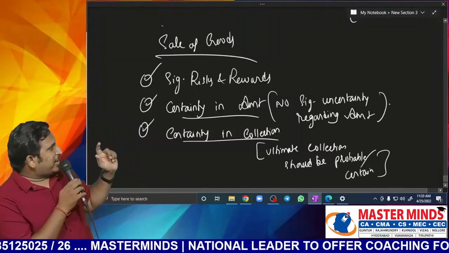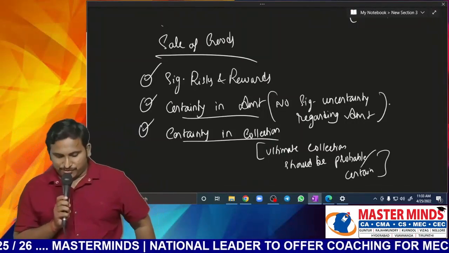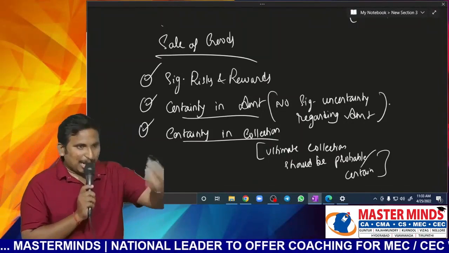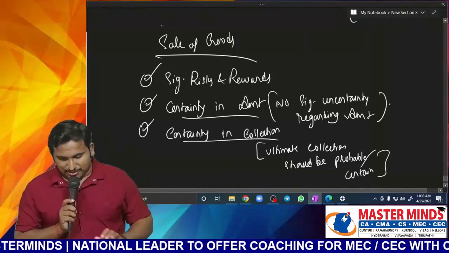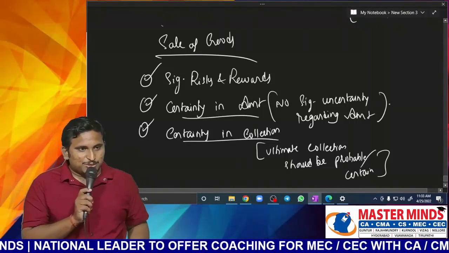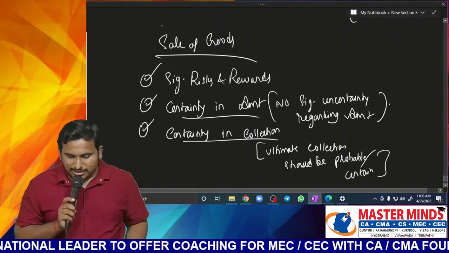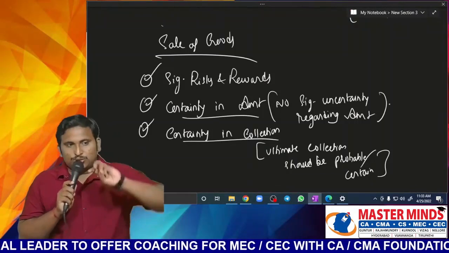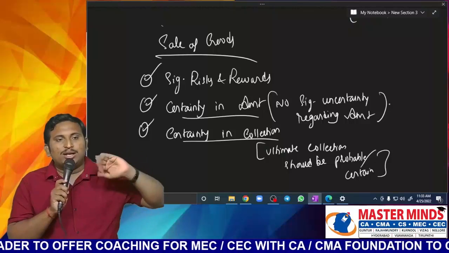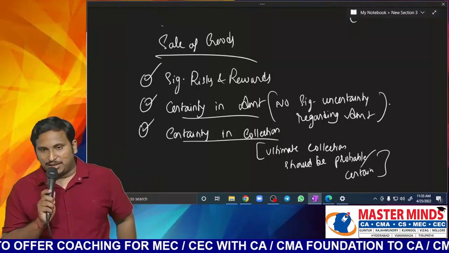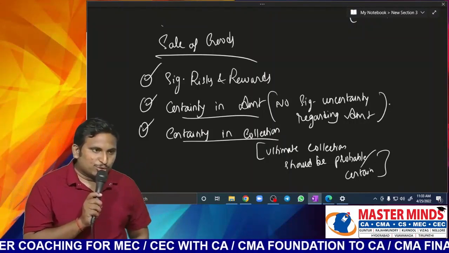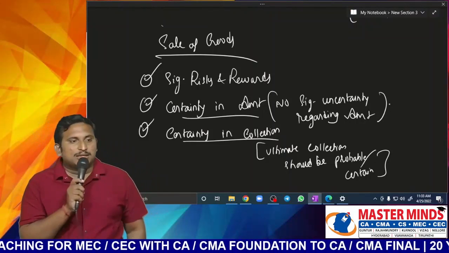One, significant risks and rewards should be transferred. Second, certainty in amount, and third, certainty in collection. In other words, there should not be uncertainty with respect to amount, and there should not be uncertainty with respect to collection. So three aspects are there. Only if all three aspects are completed can we say revenue should be recognized. Sir, is that clear?